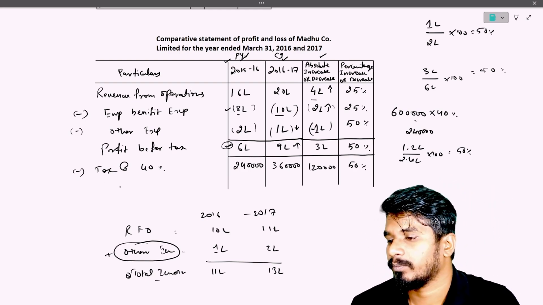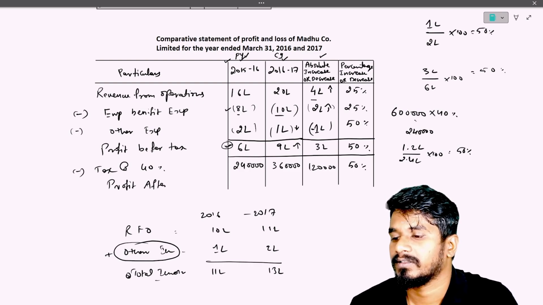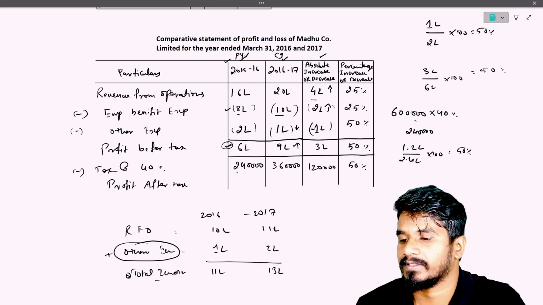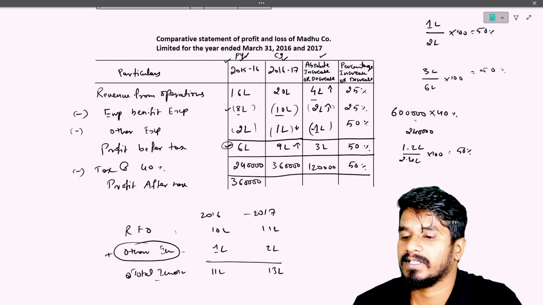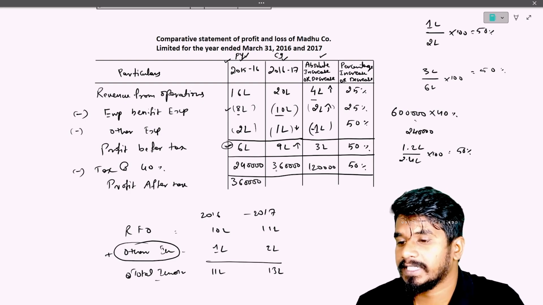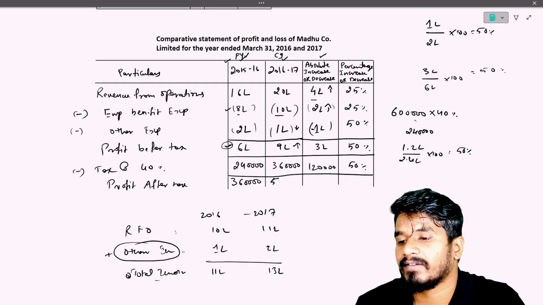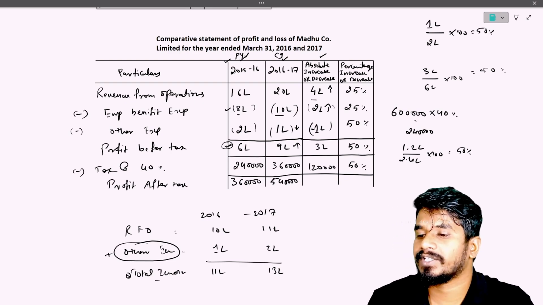Now we'll arrive at profit after tax. How can we find it out? Just minus these things. 6 lakhs minus 2 lakh 40,000, how much is it? 3 lakh 60,000 is the remaining. And out of 9 lakh, minus 3 lakh 60,000, it will be 5 lakh 40,000.